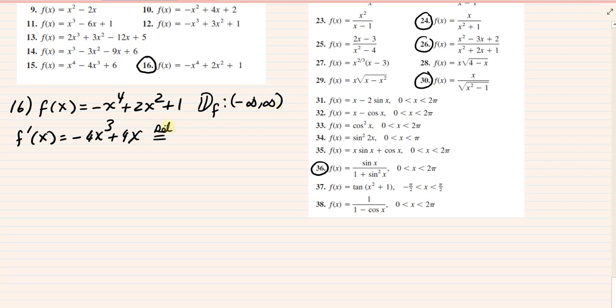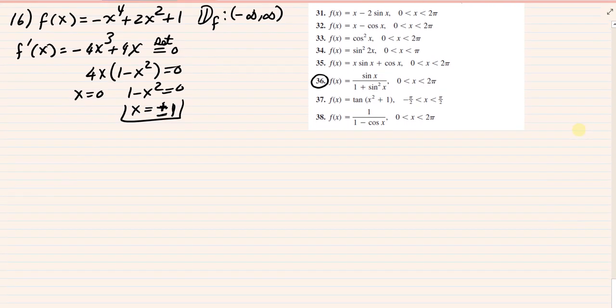So I'm just going to set this equal to 0, factor the 4x, and I get 1 minus x squared equals 0. Or you can factor negative 4x, it doesn't matter. Now, from this we get x is 0, or 1 minus x squared is 0, which means x is plus or minus 1. Move x squared to the other side, take the square root of both sides. So we have 3 critical numbers for this exercise.